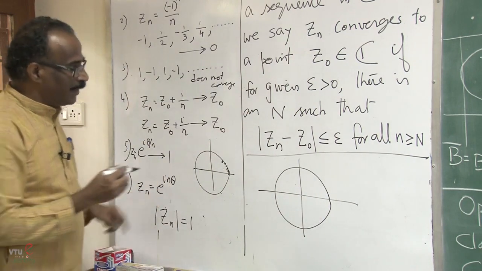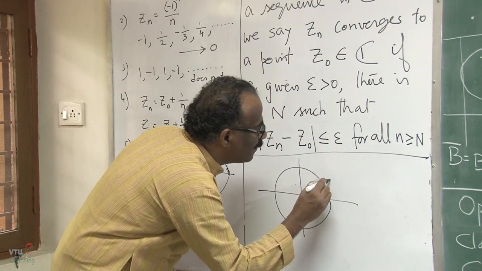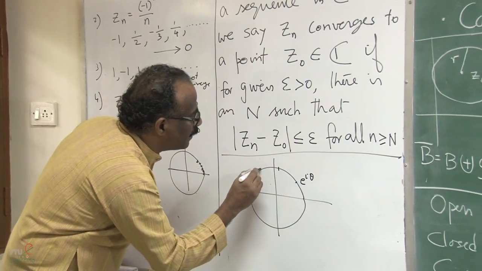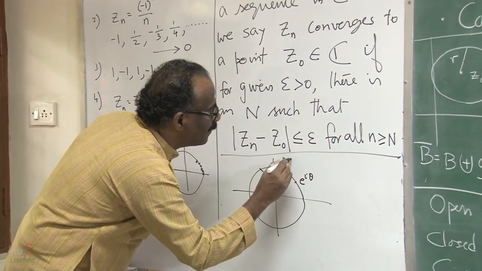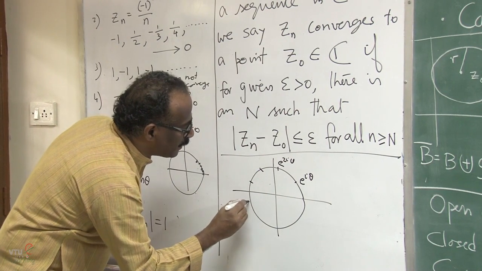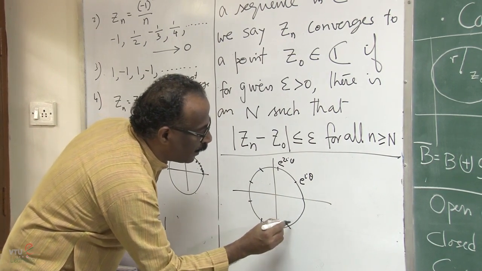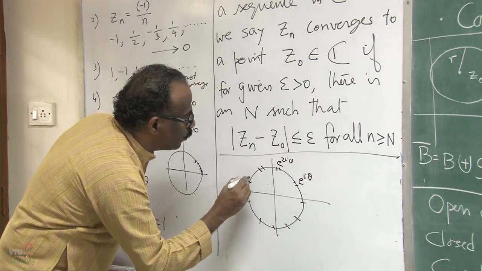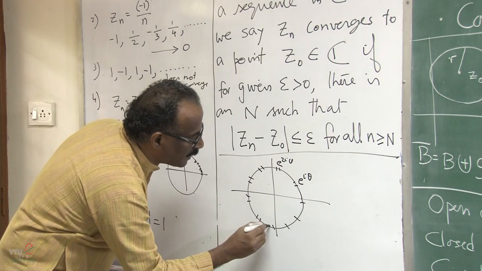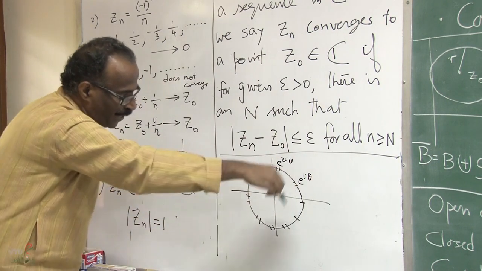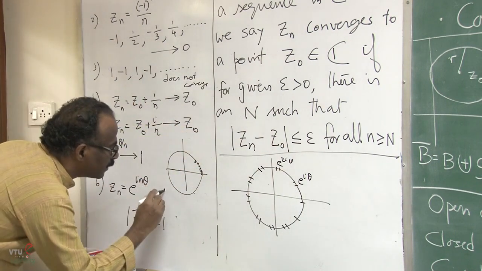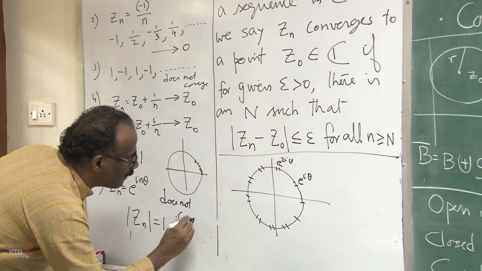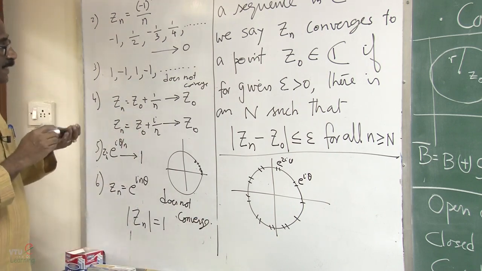If I start with 1, I will have a theta here. Then the second will be here, the third, this is 2 theta, 3 theta. It may be something like that. It may keep on going. It may reach here, it may reach here. You don't know where it will reach. But with the same angle, it will keep on rotating. So it will never converge. Okay, that's a very interesting thing.